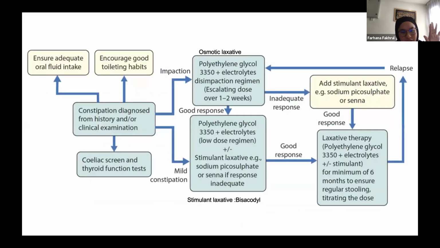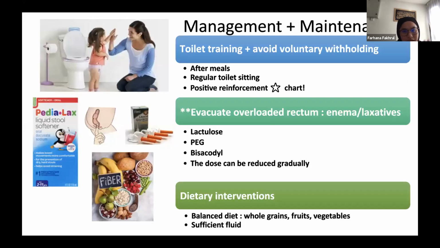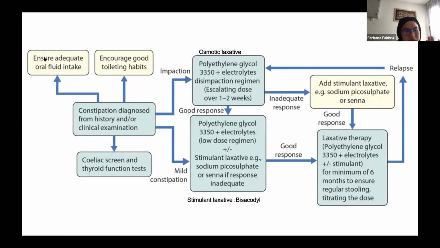All right, so this is what I explained earlier about how we manage and maintain it. First, ensure adequate oral fluid intake and good toileting habits. And then if there's an infection or mild constipation, we treat it with laxatives, giving osmotic or stimulant laxatives, and increasing or reducing the dose, to ensure that the child keeps on defecating.